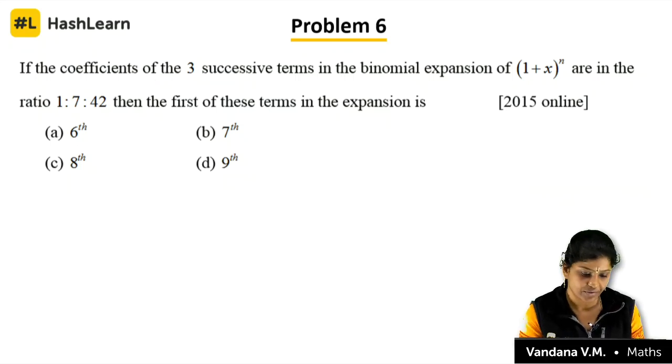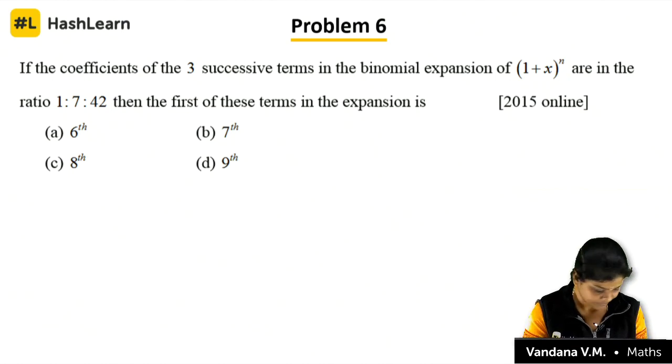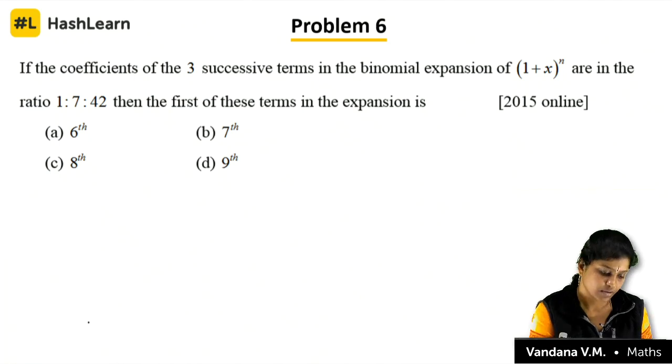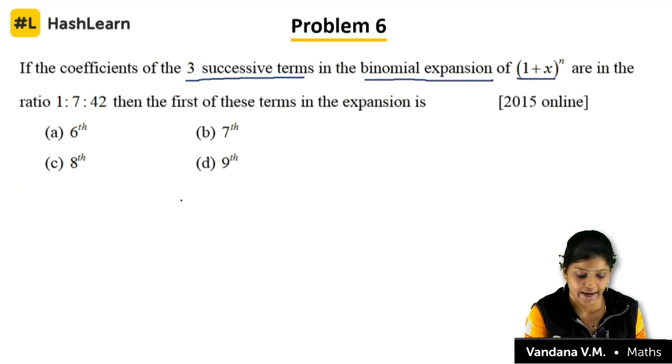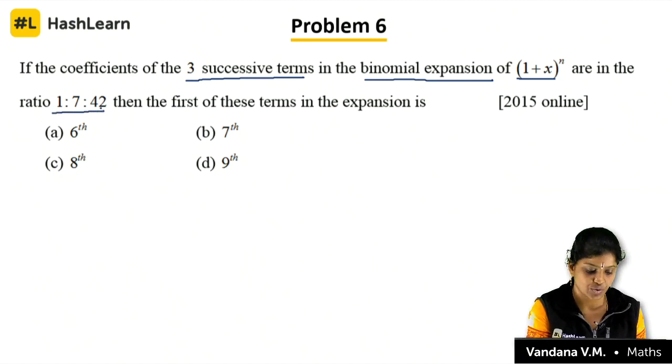This is also a very interesting question, but we discussed the shortcut for this, isn't it? Yes. If the coefficients of 3 successive terms in the binomial expansion of (1 plus x) whole power n are in the ratio of 1:7:42. Usually how to do?